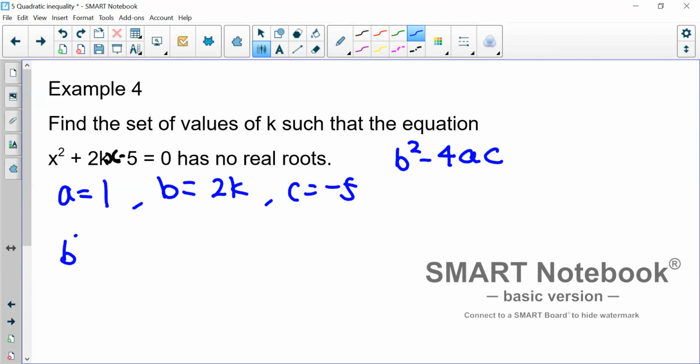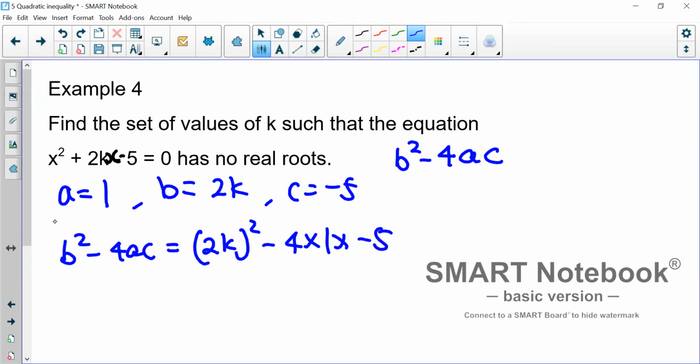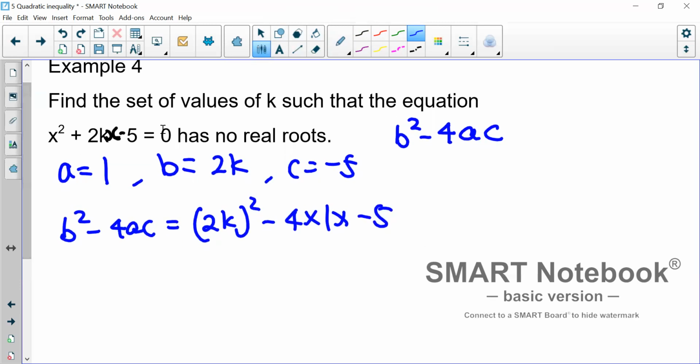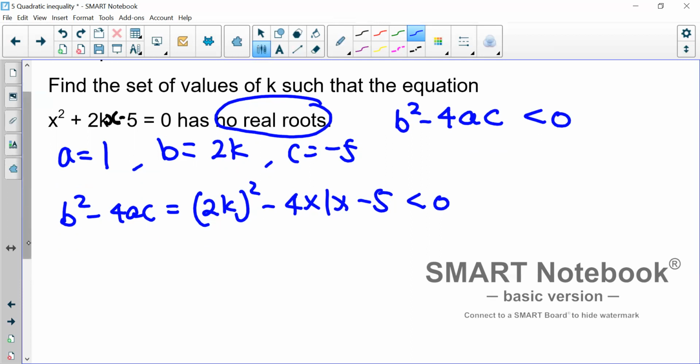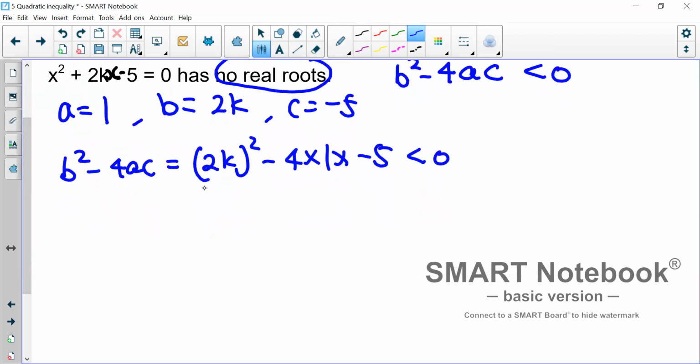So let's write down our discriminant, b squared minus 4ac. So that equals 2k squared minus 4 times a, which is 1, times c, which is minus 5. And the question says it has no real root, which means my discriminant should be less than 0. So I want to set this to be less than 0. So now I end up with 4k squared plus 20, and that has to be less than 0.